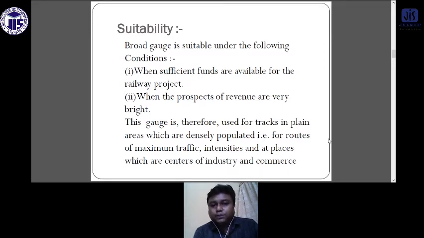When the prospects of revenue are very bright. Yes, in the Indian scenario, thousands of crores of rupees are earned through revenue from the railway. If the maximum number of users are using the railway, there is no harm in providing this broad gauge. This gauge is therefore used for tracks in plain, densely populated areas, that is, for routes of maximum traffic intensity and at places which are centers of industry and commerce.